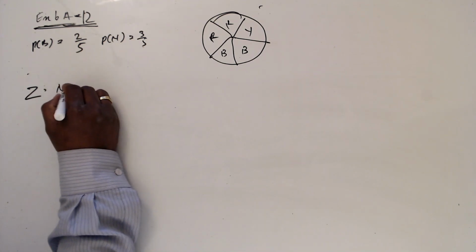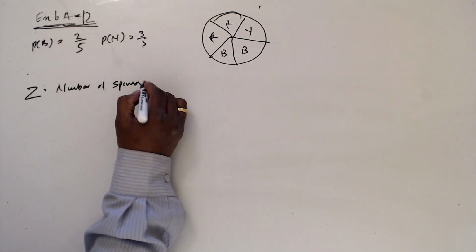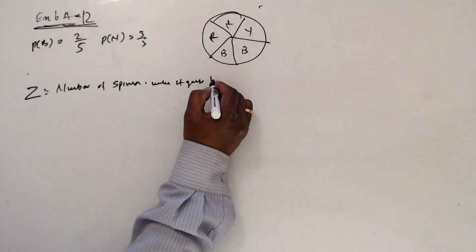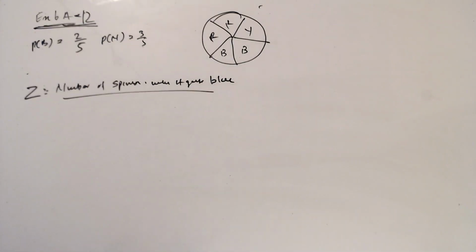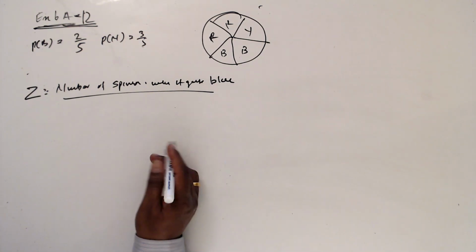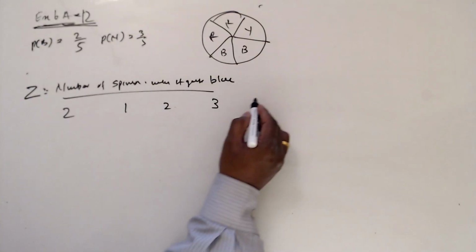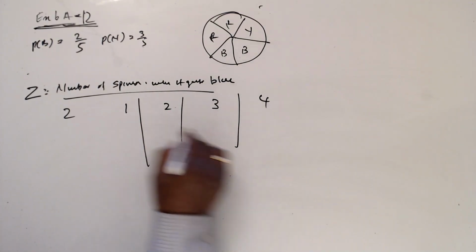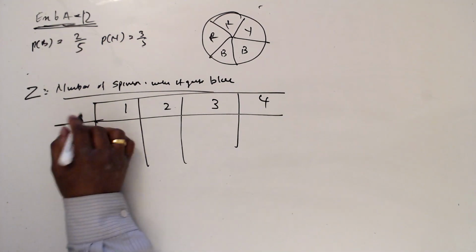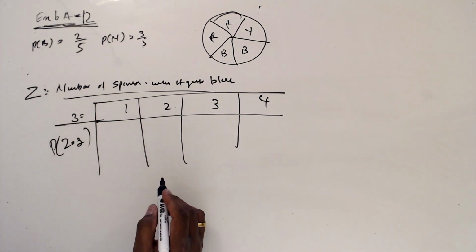So number of spins. Spins until it gets blue. So now this variable is different from the previous part A and part B. We know that Z can be 1, 2, 3, 4. Either 1 toss, 2, 3, or 4. This is simple Z. Probability of Z equal z.